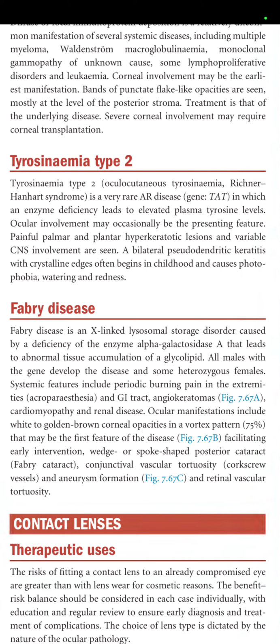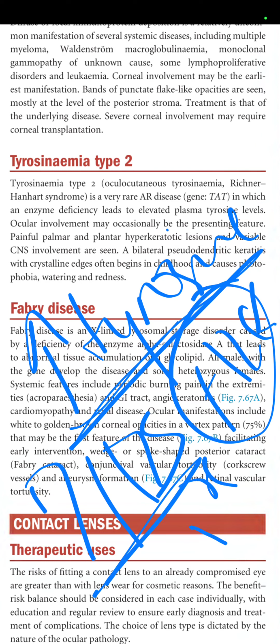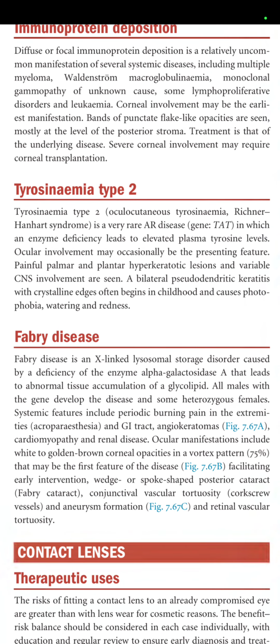So one of the two important things is that tyrosinemia is basically an increase in the tyrosine level. And one other thing, it is one of the differential diagnoses of herpes zoster keratitis because it forms pseudodendritic keratitis that begins in childhood, and it can cause photophobia, watering, and redness. And what are the systemic features? Palmar and plantar hyperkeratotic lesions and CNS involvement.